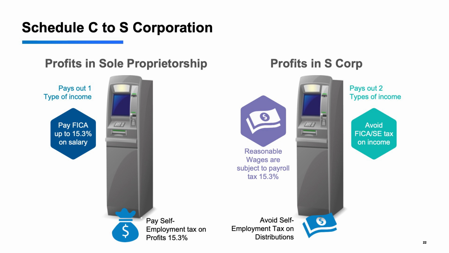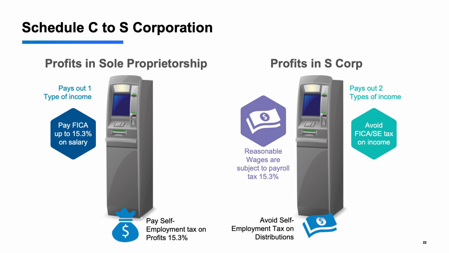In a sole proprietorship, the vending machine only distributes one type of income, and that income is not only subject to federal income taxes, but also up to 15.3% in additional self-employment taxes. In an S corporation, on the other hand, the vending machine pays out two different kinds of income. Now, of course, you're going to pay Social Security and Medicare tax on the reasonable compensation that's paid through the S Corp. But for everything else that's paid out as a profit distribution, you avoid FICA and self-employment taxes on those earnings.